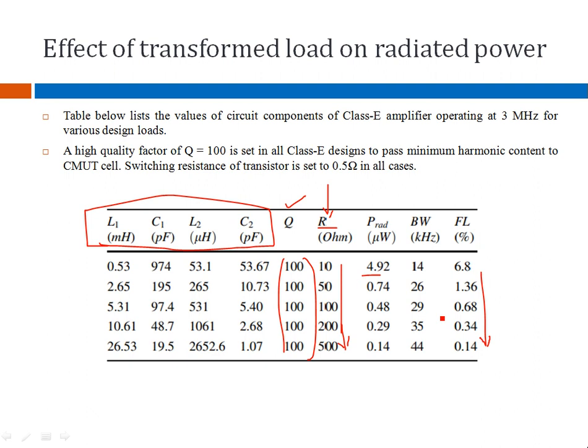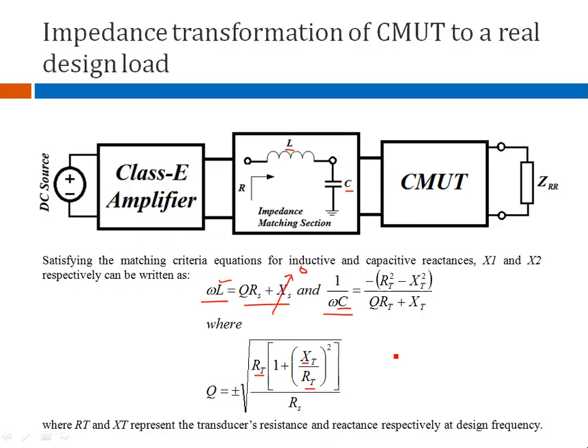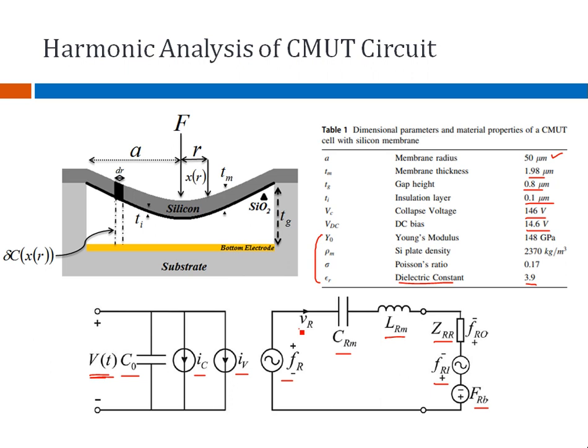For example, for a 10 ohm transformed load, if you go all the way up until 500 ohms, you're going to increase the transformed load to 500 ohms. Then the bandwidth increases, okay. But at the same time, the radiated power decreases. So there's a trade-off between the radiated power and the bandwidth. Because what happens is that if you have a higher load, then the plate velocity current decreases, okay. And as a result of that, in the model, if the velocity current reduces, for example over here, if this current reduces, then this V R squared, this current squared multiplied by the radiation resistance, is going to produce a small output force or small radiated output pressure.